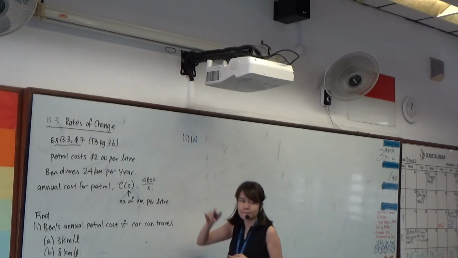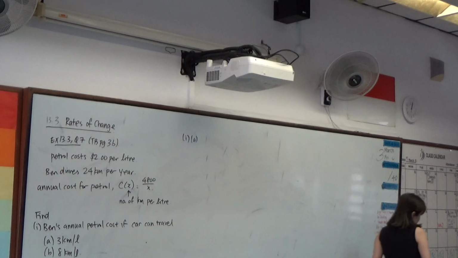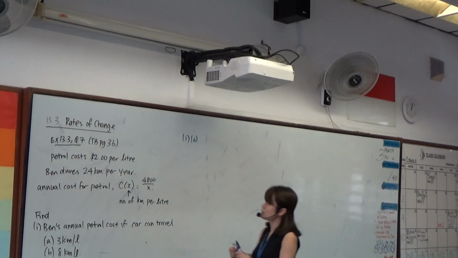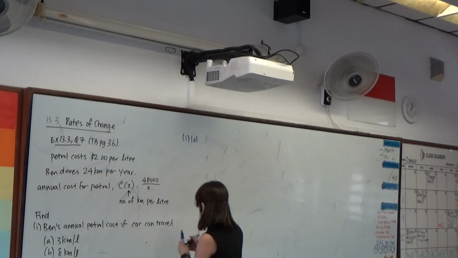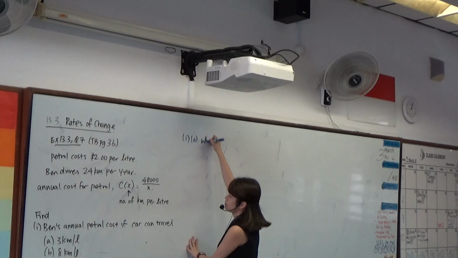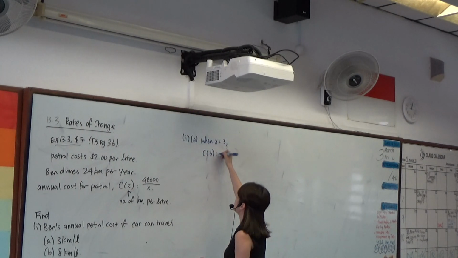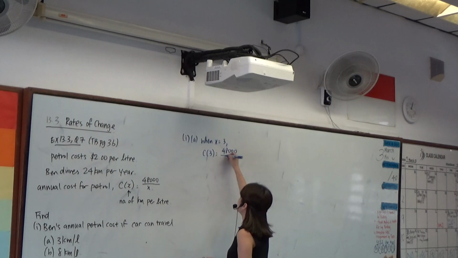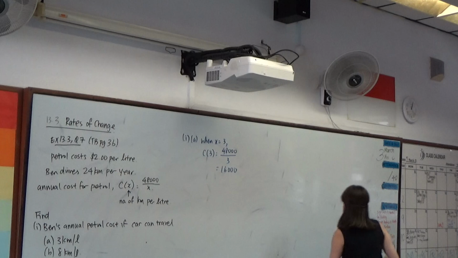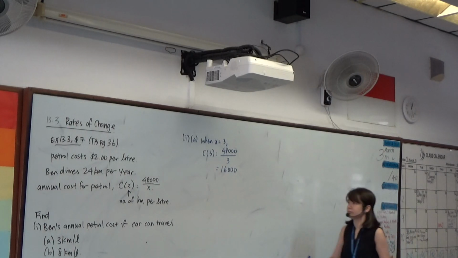48,000. Can I copy wrongly? Oh, thank you. 48,000. Okay, so when x equals to 3, we get 16,000, and that will be the annual cost.